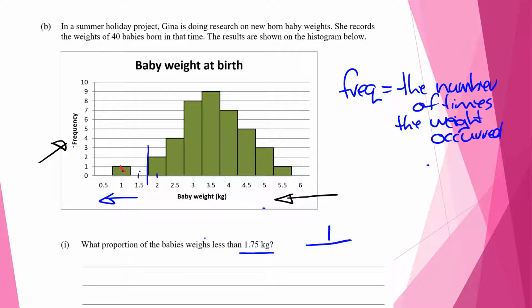So 1 baby was there, and this is 2 babies for this bar, so that's 3 babies so far. Then we've got 4 babies who were 2.5, so 3 and 4 is 7, and then add another 8 on, 15, add another 9 on, 24, add another 7 on, 31, 36, 39, 40. So there are 40 babies in total from this data. So the probability of being less than 1.75 is 1/40. Now that question is an achieved question.